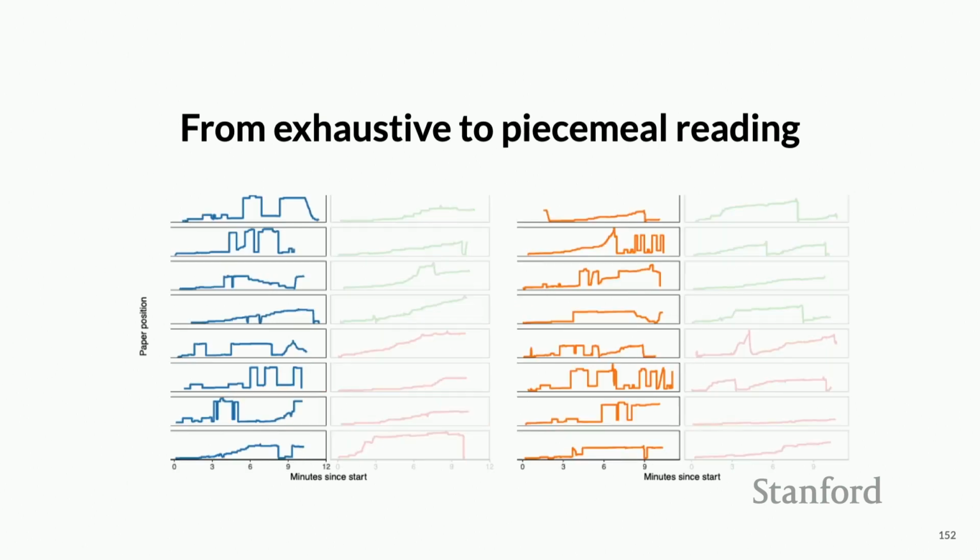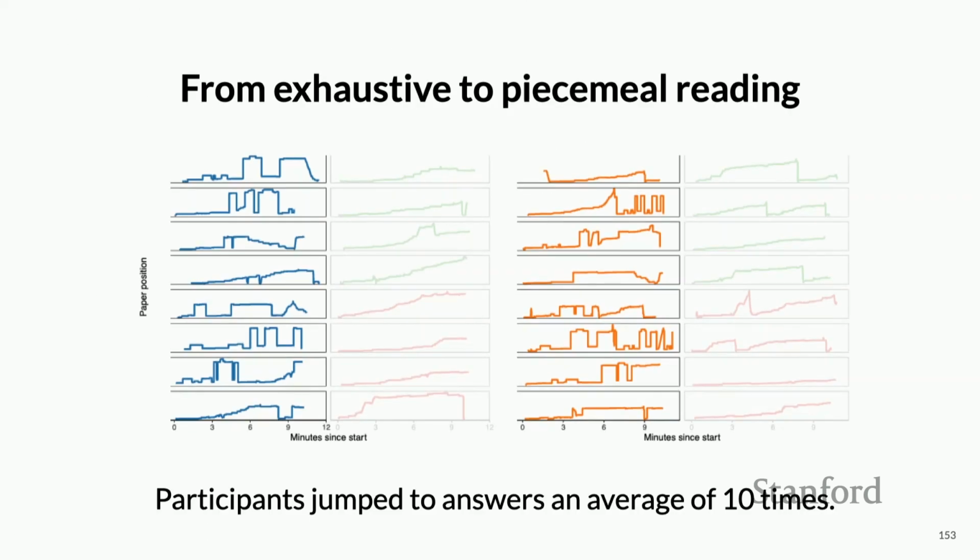When you look at the key question index, you start to see more of this piecemeal sampling of the paper. I don't show it on this chart, but a lot of this ends up corresponding to a lot more time spent in the introduction and the discussion of the paper, which tend to be the more approachable parts of it. And what we ended up seeing is that participants jumped to answers an average of 10 times when the key question index was available, suggesting that this was seen as something that helped them navigate to that relevant content.